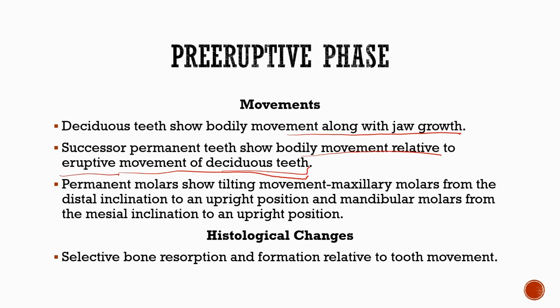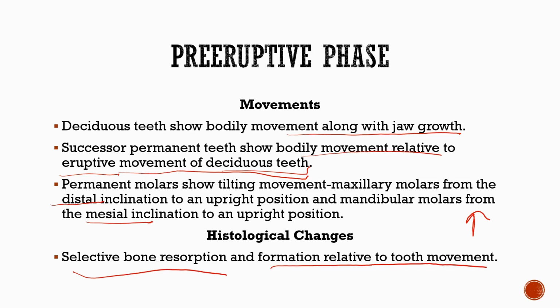Permanent molars show tilting movement: maxillary molars from the distal inclination to an upright position, and mandibular molars from the mesial inclination to the upright position. So first of all, there is tilting in the movement. The permanent maxillary and mandibular molars are tilted; maxillary ones are tilted distally and the mandibular ones mesially. Then they come into occlusion or upright position, so they can be functional. The histological changes involve selective bone resorption and formation related to the tooth movement.